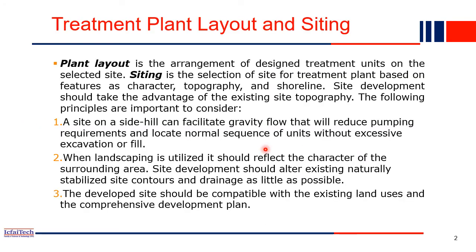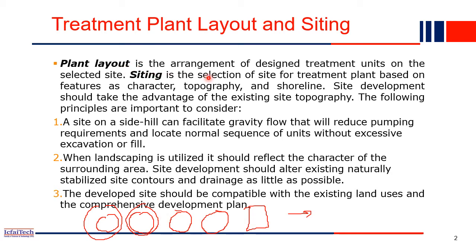We'll be discussing it sequentially now. The treatment plant layout and siting. So plant layout means what? Plant layout means each component. First you have the aeration tank, then the primary sedimentation tank, then the coagulation flocculation tank, the secondary sedimentation tank, the disinfection tank, and lastly water will go out. So these are the different units, right? These units will be placed sequentially in a systematic manner in a water treatment plant. We call this the plant layout. Preparing the plan for keeping all these units sequentially, that we call layout.